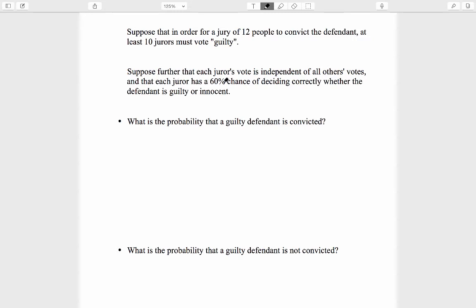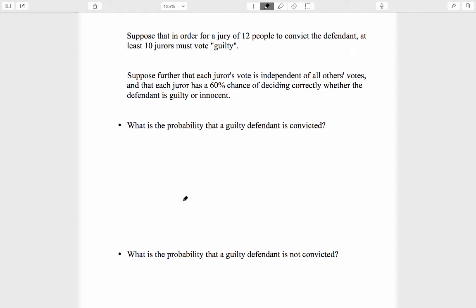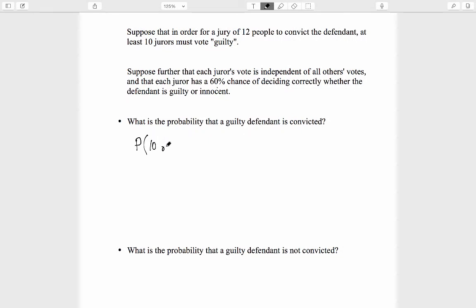Suppose further that each juror's vote is independent of all the others' votes, and that each one has a 60% chance of deciding correctly whether the defendant is guilty or innocent. So we're going to regard each juror as a Bernoulli trial, with a 0.6 probability of being correct, and therefore a 0.4 probability of being incorrect. So what is the probability that a guilty defendant, a defendant who really is guilty, is convicted? In order to do that, we need to interpret this language and put our information together to figure out exactly what probability we need to compute. This is the probability that 10 or 11 or 12 jurors vote correctly. Why do I put it that way?